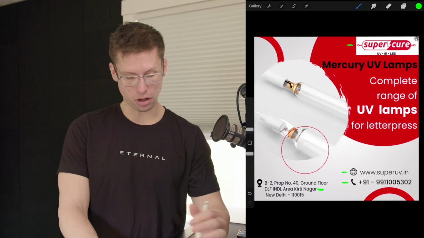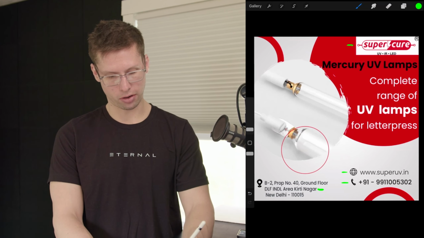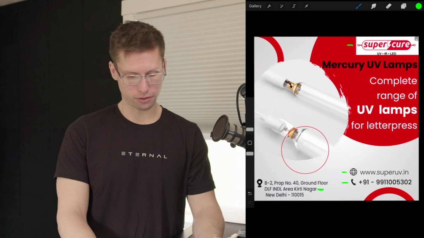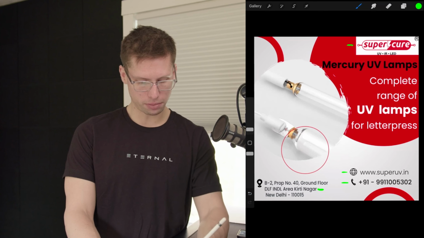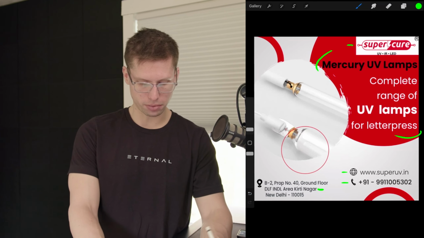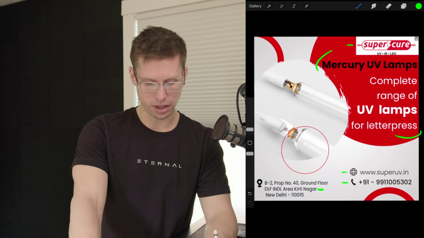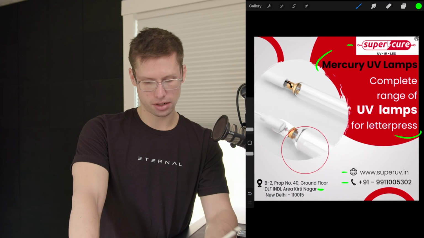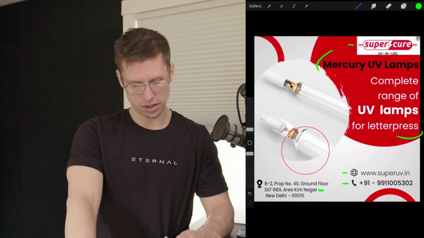Even though it's not so much a call to action, their logo, because it's not transparent or sort of embedded inside of this red circle here, it creates a lot of contrast and focus. And it's all competing against the main messaging right here. Mercury UV lamps, complete range of UV lamps for letterpress. In the design process, this is really the only information that you need to keep.